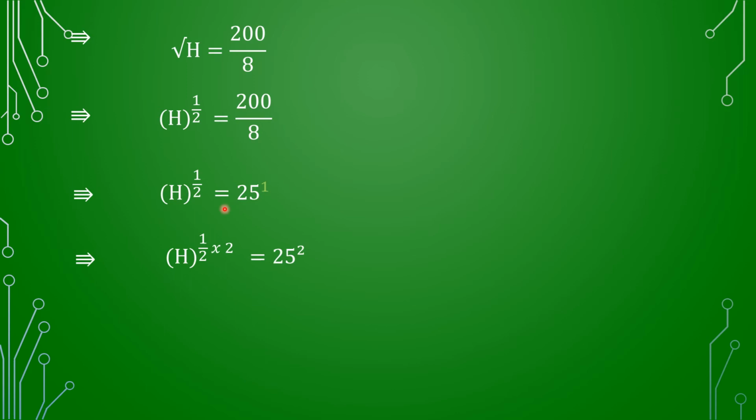Going further, we want to remove this power half on top of this H. So what do we do? We multiply the power by 2 so that they can cancel out and H can remain what? Alone. But anything you do to the left hand side, you also do what? To the right hand side. So multiplying the power of H, which is half, by 2 is the same thing as multiplying the power of 25, which is 1, by 2.